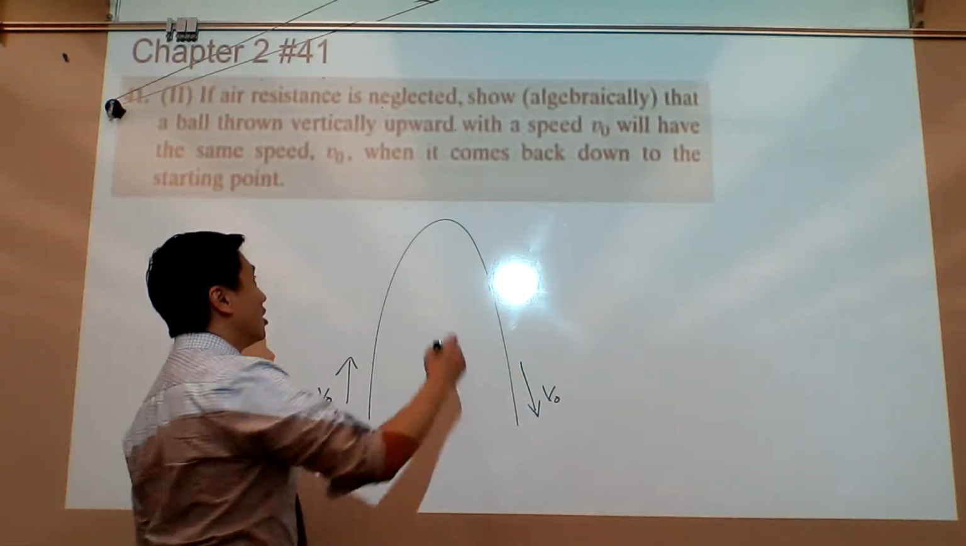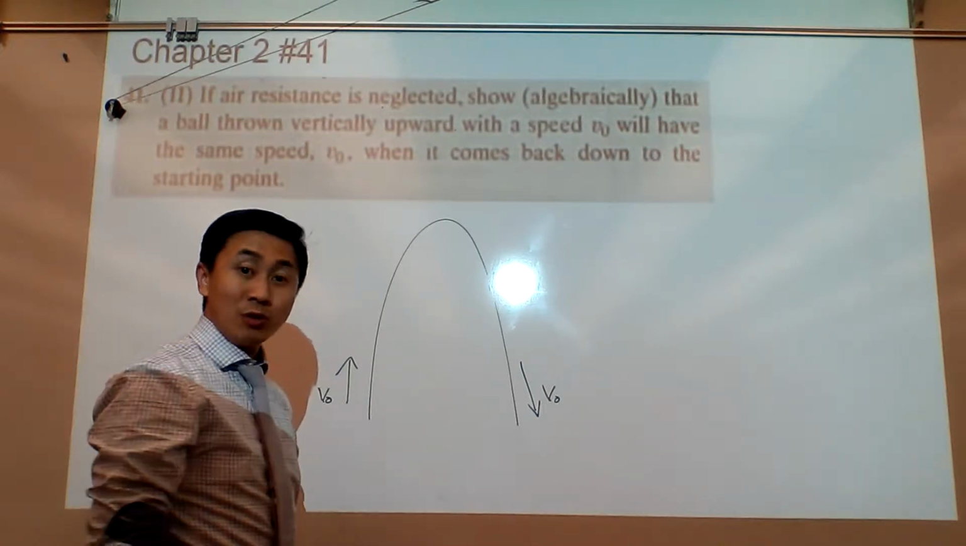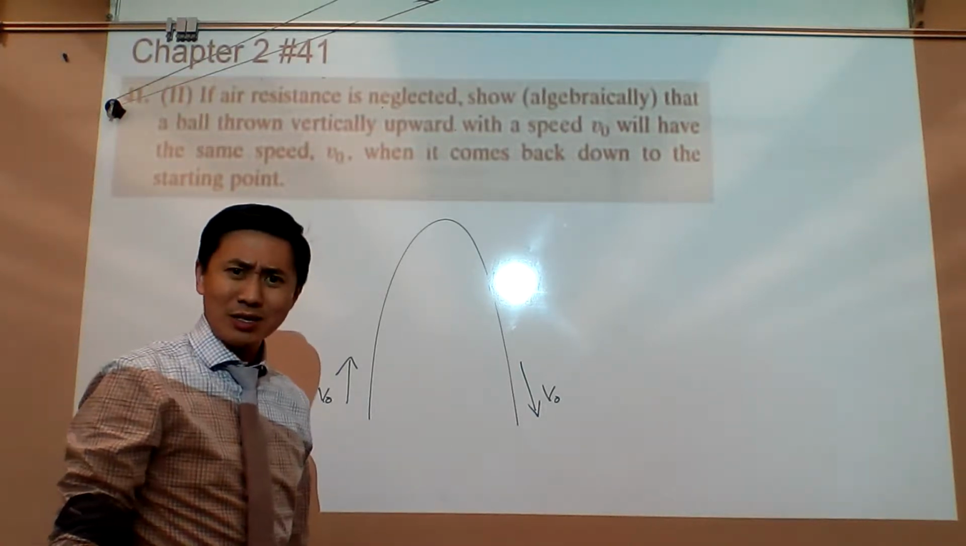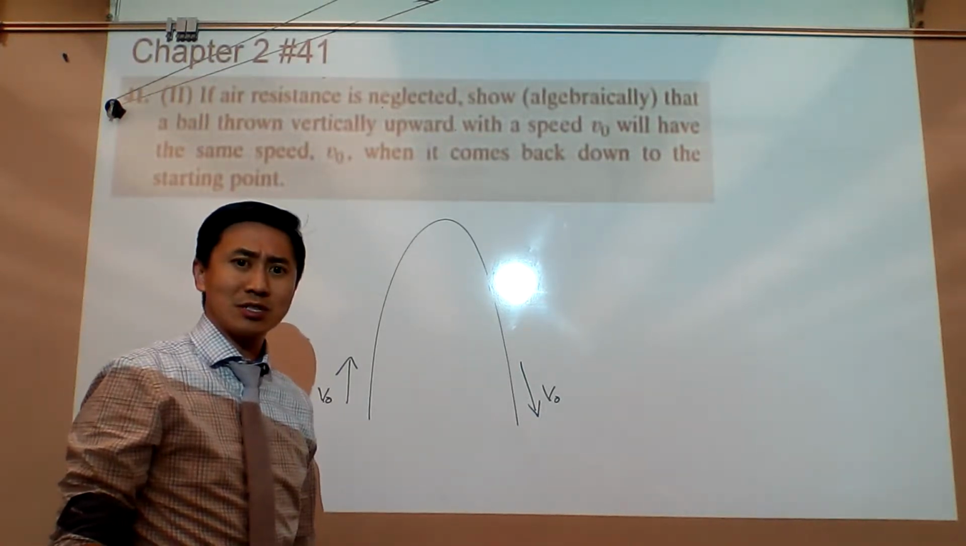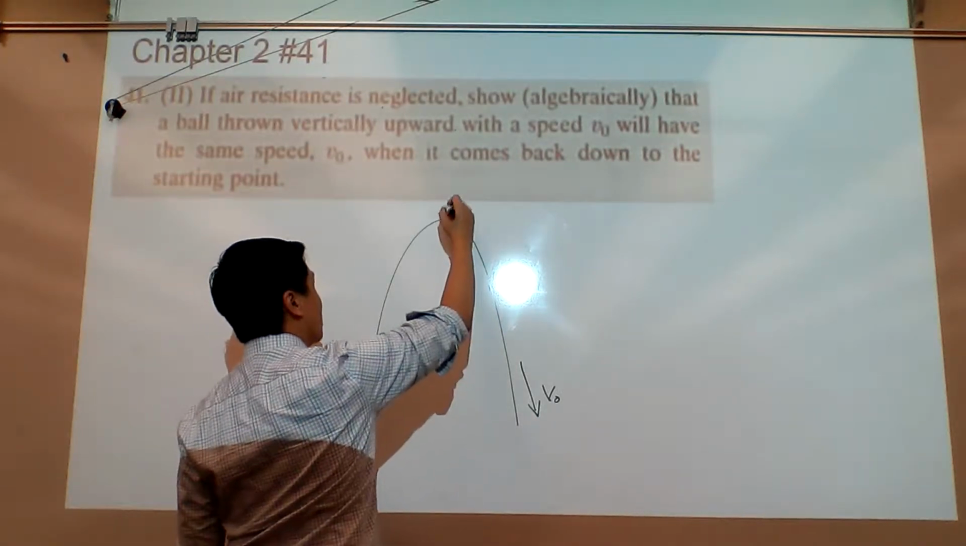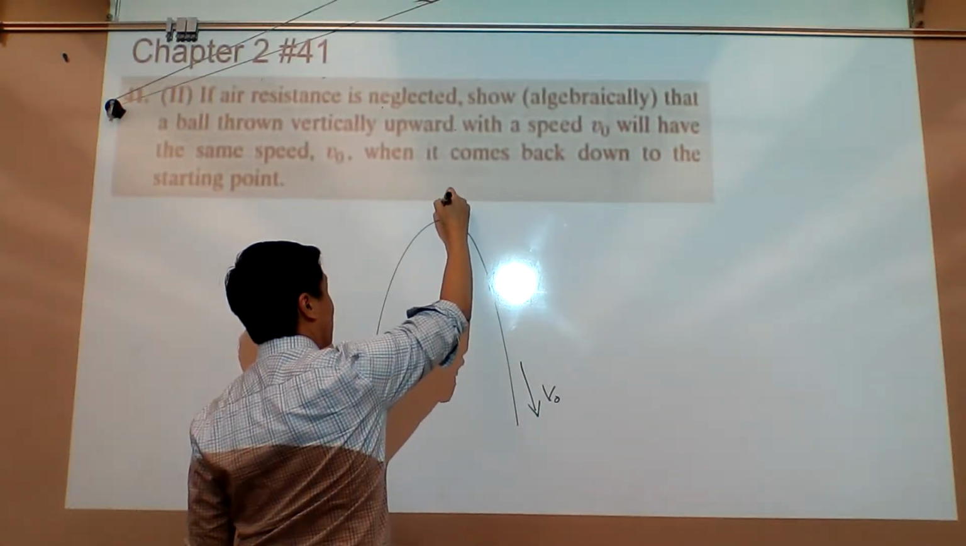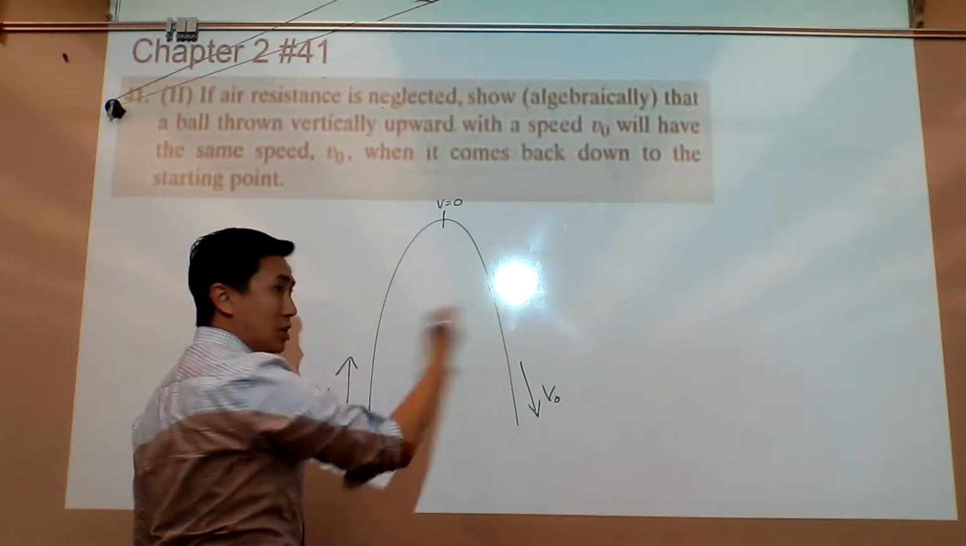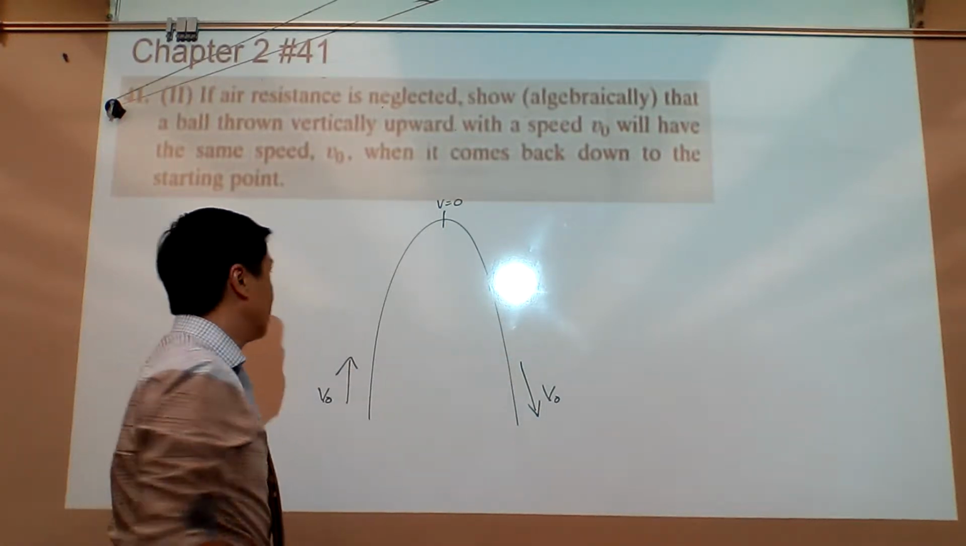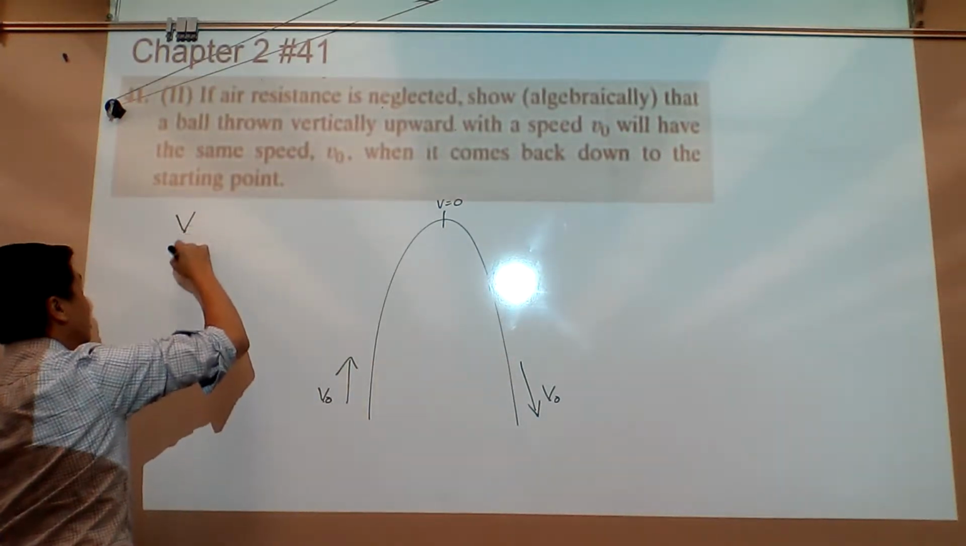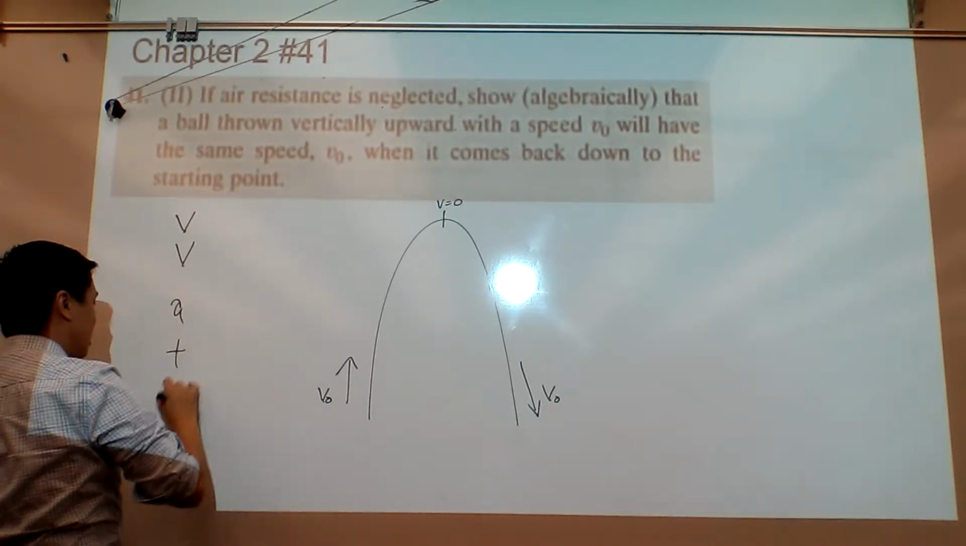Great question. Very few things that we know, right? No numbers, which is great because this is exactly what the AP Physics test is going to look like. But we do know that this thing is going to have a velocity of 0. So let's do the same thing that we've been doing this whole time. V, V, A, T, X.